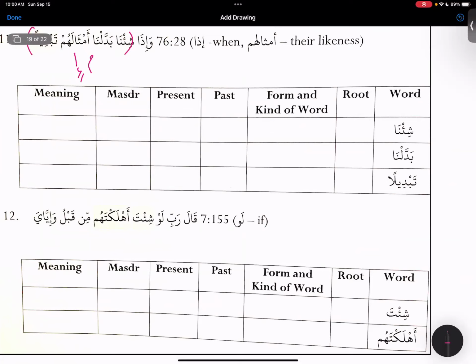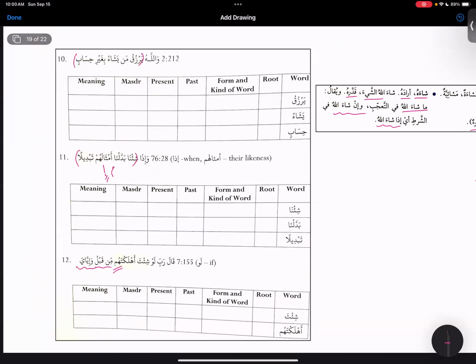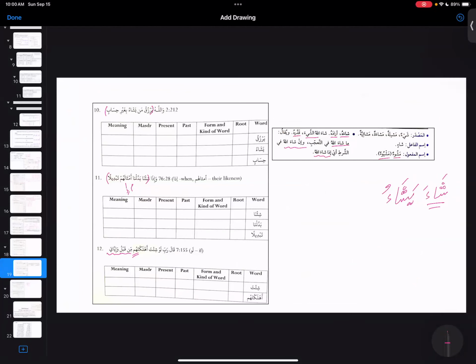Qala, he said, Rabbi, my Rabb. Again, this is Ya Rabbi, oh my Lord. Law shi'ta, if you had wished, shi'ta is anta. If you had wished, ahlaktahum, you might have destroyed them, whom? Min qablu, before me. The people who were before me and they were disbelievers, you might have destroyed them, wa iyyaya, or even me. I don't know what the reference is, I didn't dig down for that. मूसा अलैहिस्सलाम का है सदा। मूसा अलैहिस्सलाम जब 70 आदमियों को लेकर जाते हैं पहाड़ पर। अच्छा, वो था। Subhanallah.